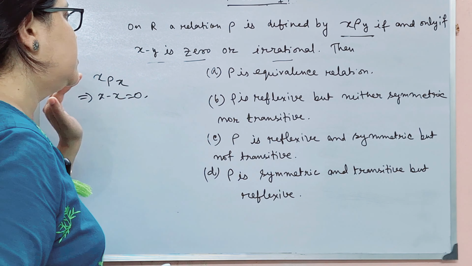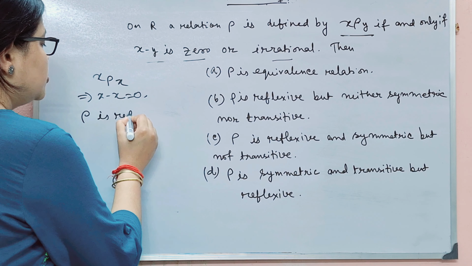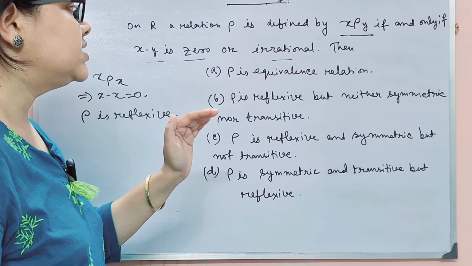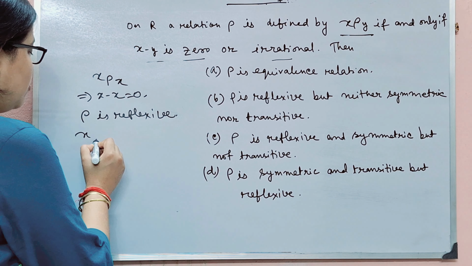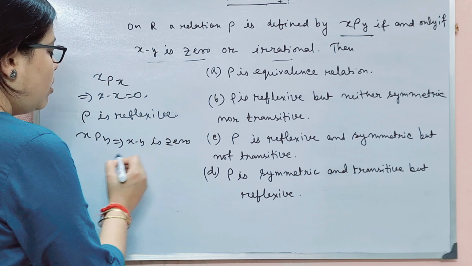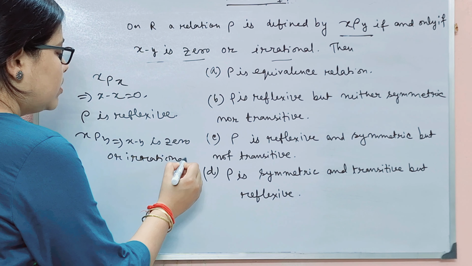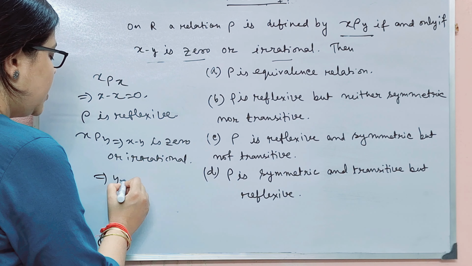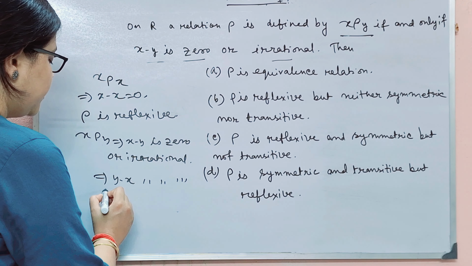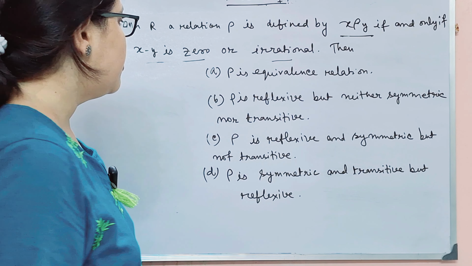So x rho x implies x minus x equals 0. That means rho is reflexive. Now we will have to test whether rho is symmetric or not. Then x rho y implies x minus y is 0 or irrational, so that implies y minus x is 0 or irrational, implies y rho x. So rho is symmetric. Now to test whether rho is transitive or not.